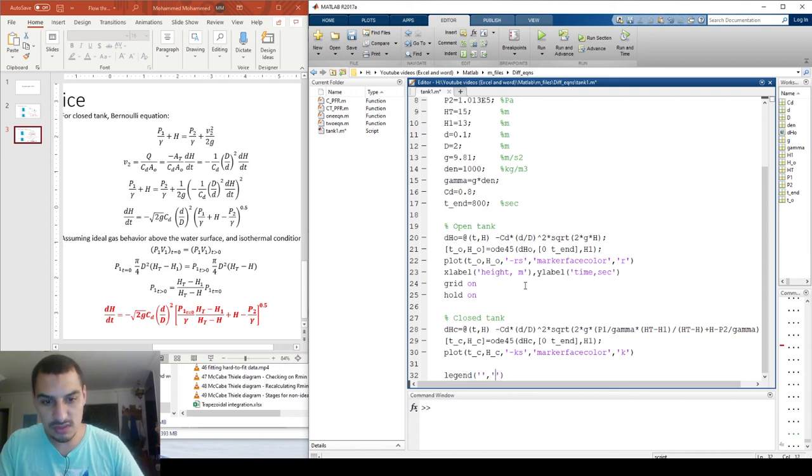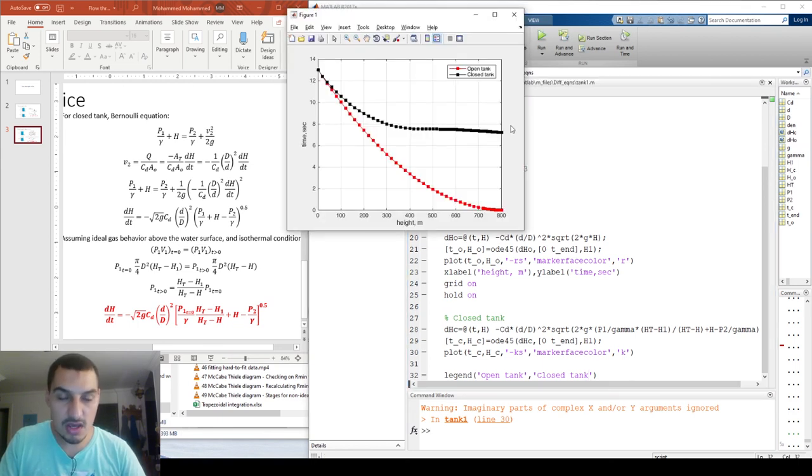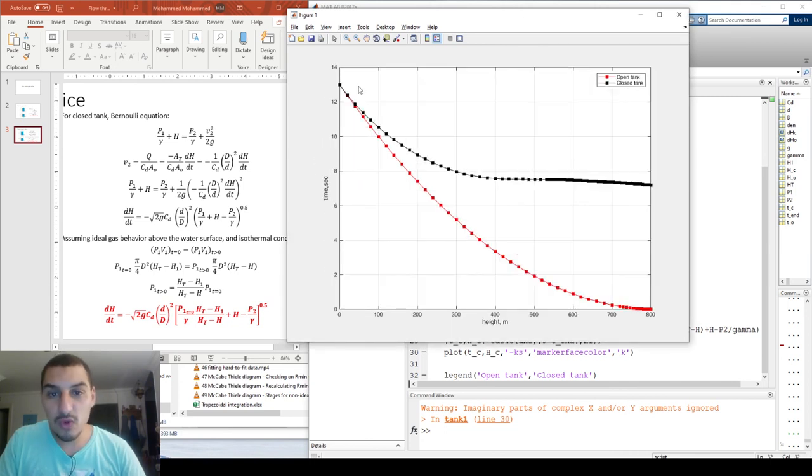So I have two things here: open tank and closed tank. So I'm gonna run the file now and see if I'm getting any error messages. And now it's working fine, and this is what I'm expecting to see. When you have the tank closed, as you go forward the pressure decreases, and as the pressure decreases you would have back pressure, or a vacuum that is pulling the liquid inside the tank. So the tank will not be totally emptied when you have the tank closed.